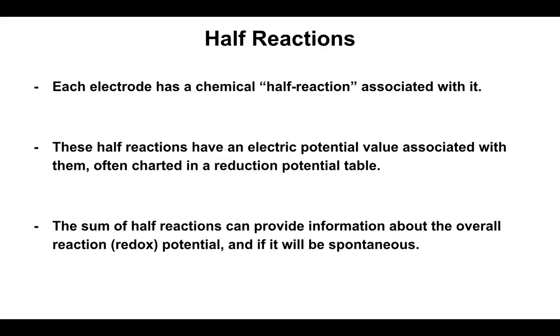So we're going to take a look at a half reaction here and start discussing that. So the chemistry that occurs at each electrode can be expressed as either an oxidation reaction or a reduction reaction. And these individual reactions are known as half reactions, and they can be combined to show the overall net redox reaction. So let's look at a common example for a lead-acid battery.